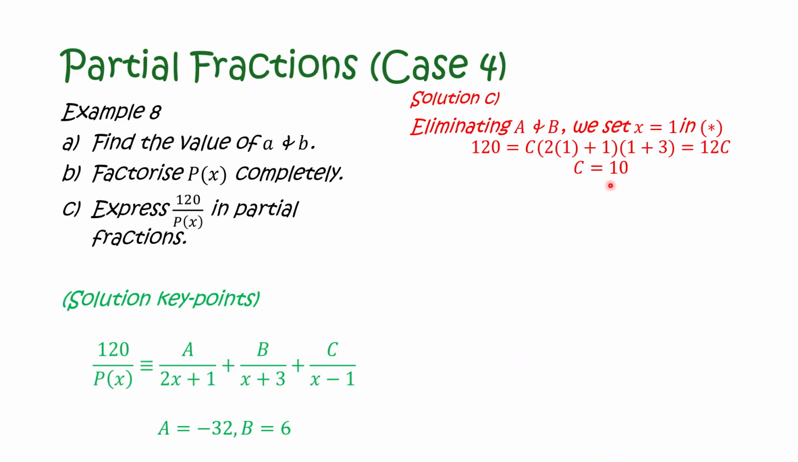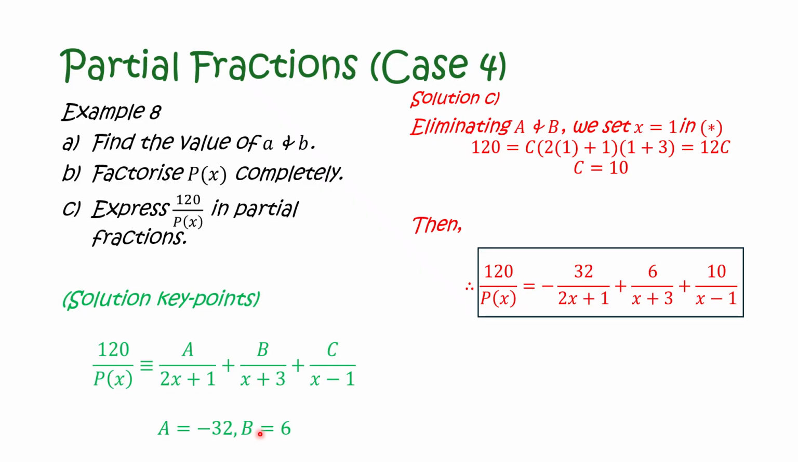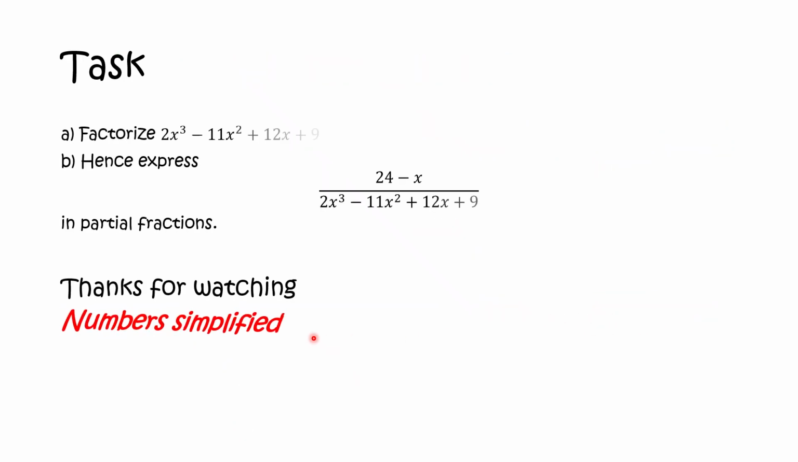So in this case, we are eliminating a and b. We set x to be equal to 1 in star. So that is what we would have. Then our c is equal to 10. Then substituting for all the variables, a of minus 32, b equal to 6, and c of 10, we are going to get our final solution as that.